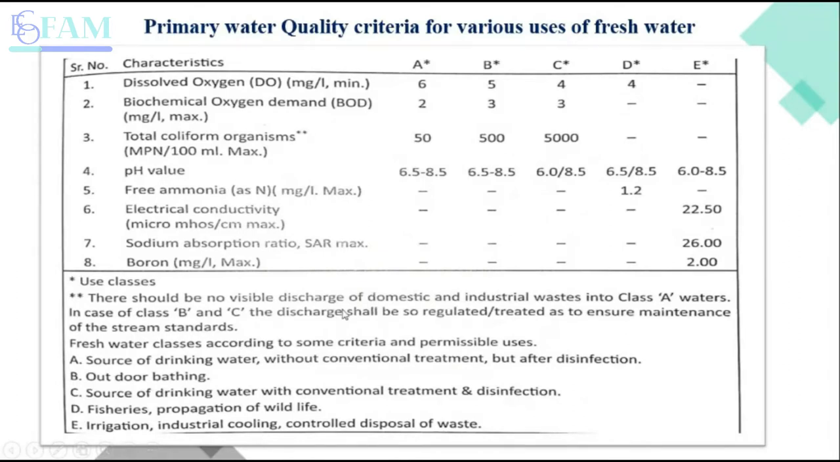You should remember this. If you are asked what the total coliform count per 100 ml should be in category B, you should know that it is 500. You should remember this table. I will also provide this presentation on WhatsApp and in the Google class.